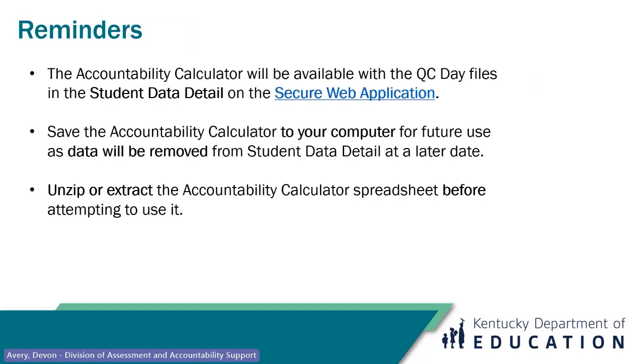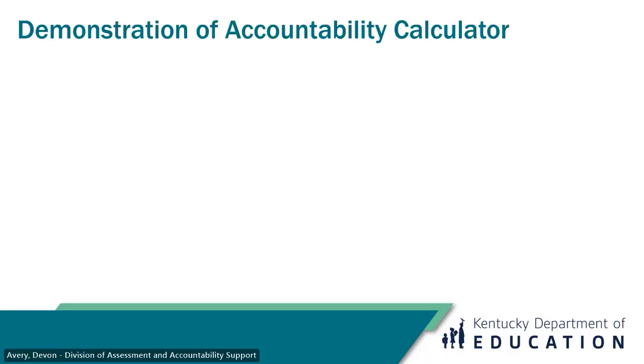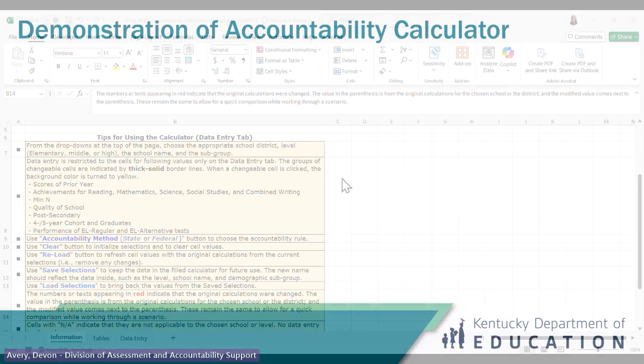As a reminder, the accountability calculator will be available within the QC Day files in the student data detail on the secure web application linked here. Save the accountability calculator to your computer for future use as the data will be removed from student data detail at a later date. Unzip or extract the accountability calculator spreadsheet before attempting to use it. Now for a brief demonstration of the accountability calculator.